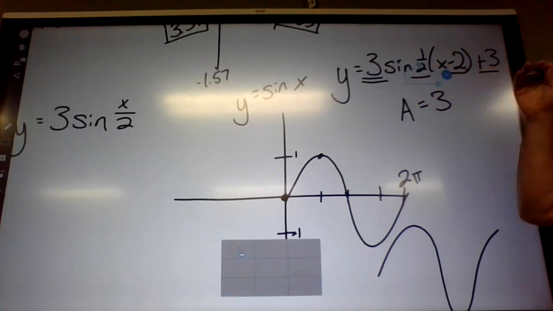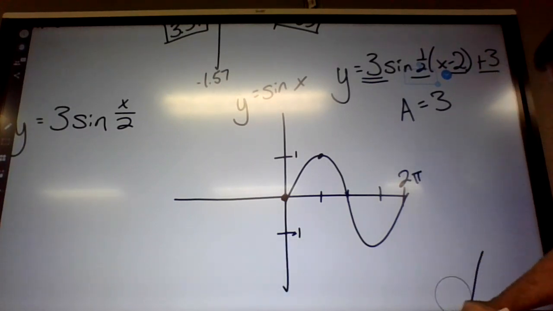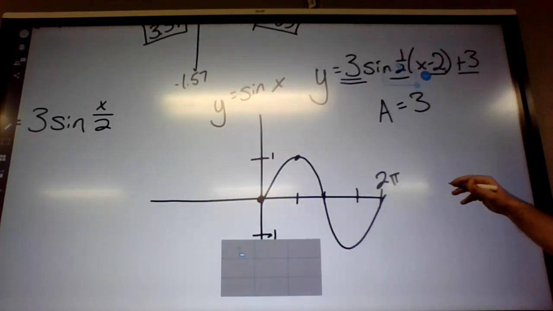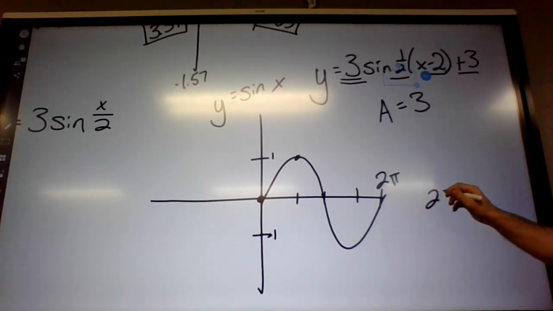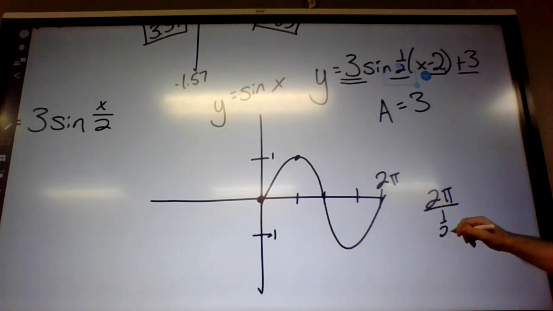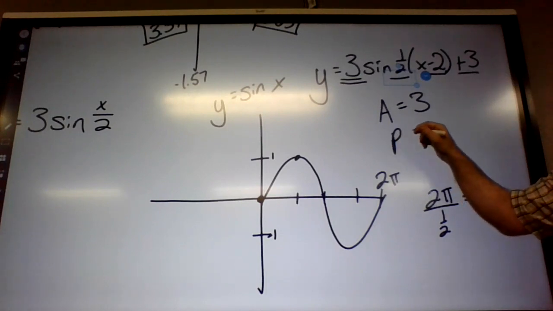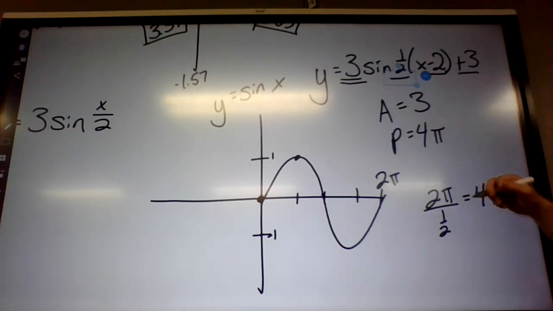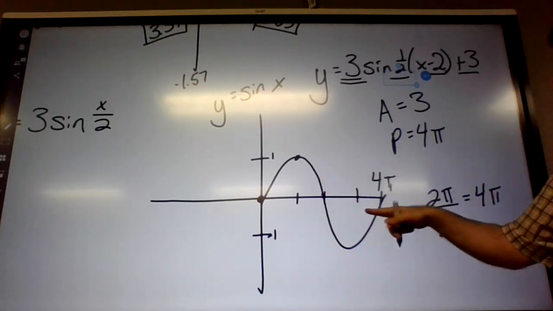Okay, what's the 1/2 going to do to the graph? It is going to affect the period. So normally the period is 2 pi, but if there's a number in front of the x, you do 2 pi divided by that number. So 2 pi divided by 1/2 is 4 pi. So that's how long it would take before the graph starts repeating itself.